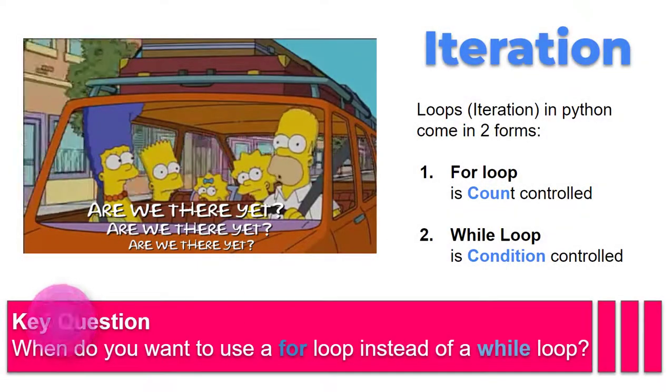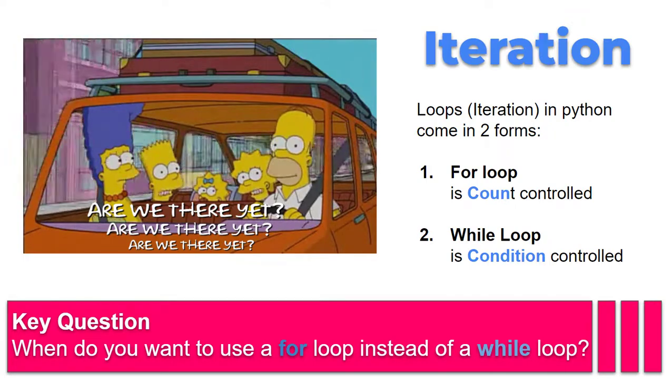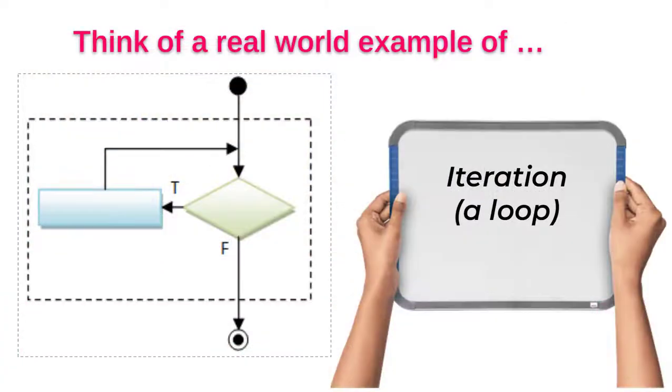Iteration, a posh word for loops. There's two kinds of loops we're going to look at today. One is a for loop, one is a while loop. I'd like you to think of a real world example of a loop. It could be something in your life or it could be something that happens in the world around you. But think of a real world example of a loop taking place.